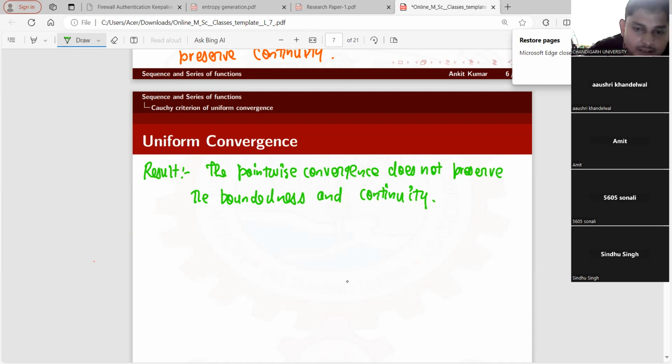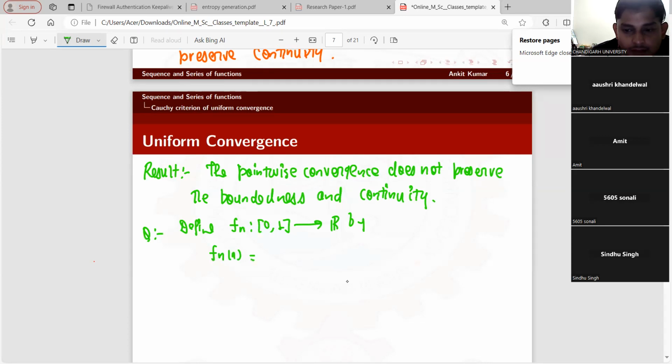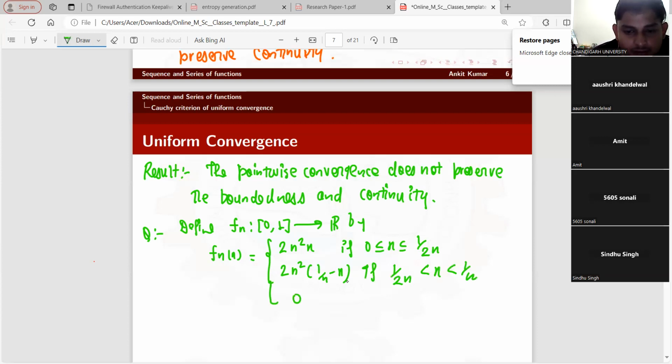Now we see the next question. The question is: define fn from closed interval [0,1] to R by fn(x) equal to 2n square x if x lies between 0 and 1 by 2n, 2n square times (1 by n minus x) if 1 by 2n is less than or equal to x less than or equal to 1 by n, and 0 otherwise.